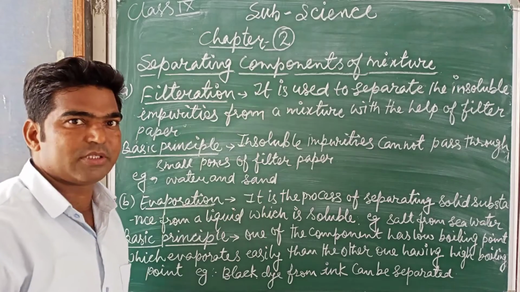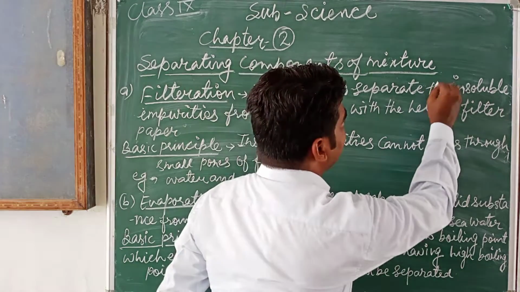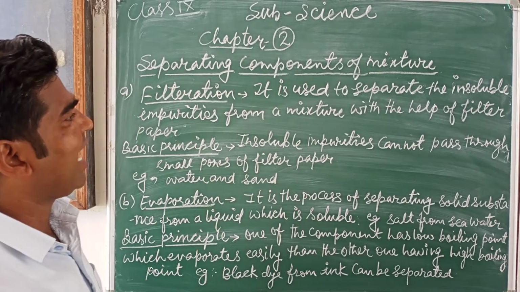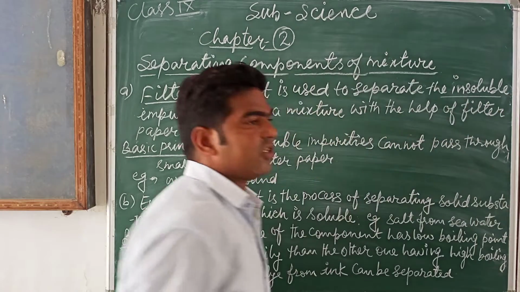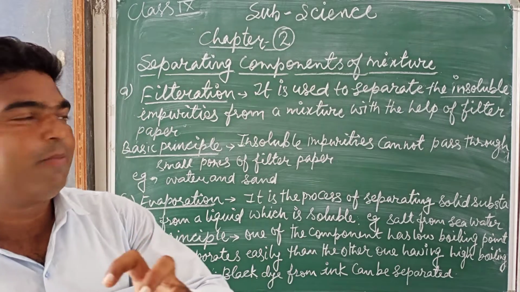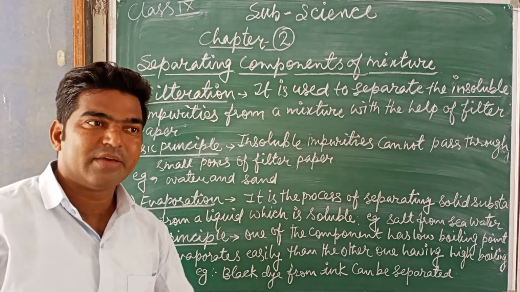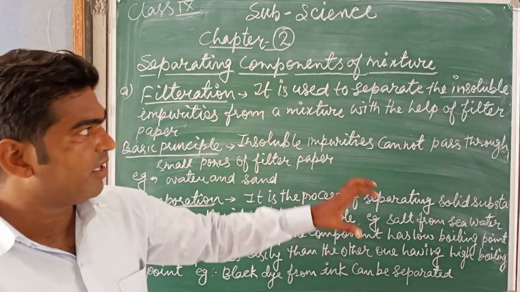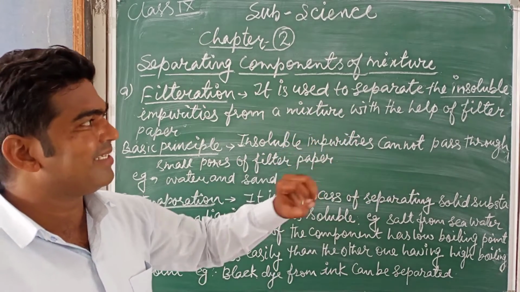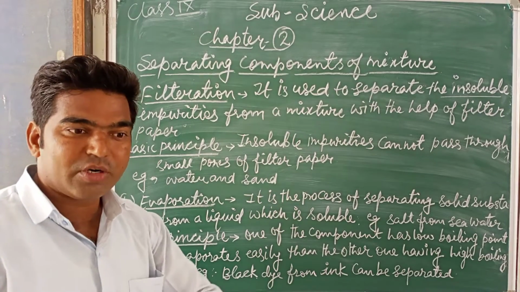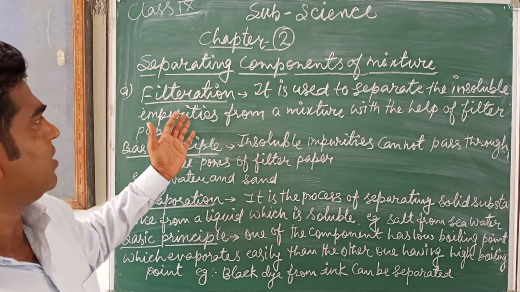It is a very simple process. Filtration is used to separate insoluble impurities from mixtures with the help of filter paper. The important thing in filtration is that the component should be insoluble, meaning it does not dissolve in the given solvent. If impurities or components are present in insoluble form, we can obtain them by using filtration.